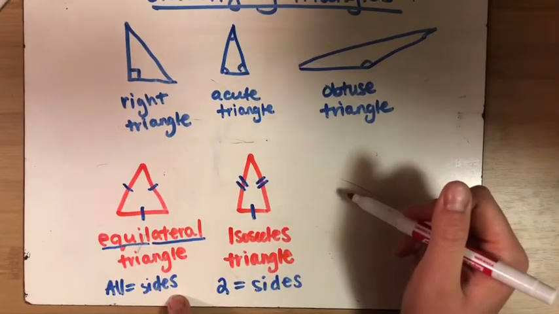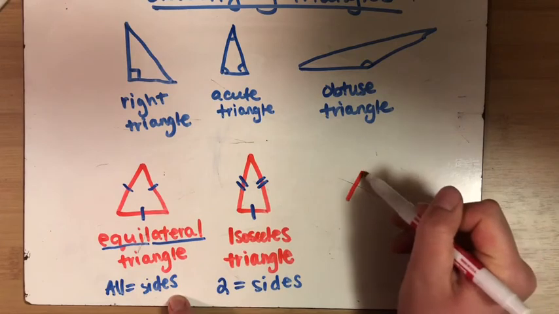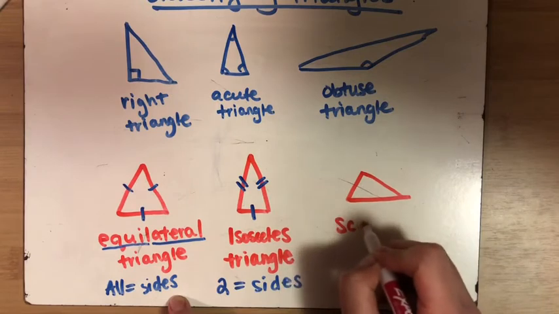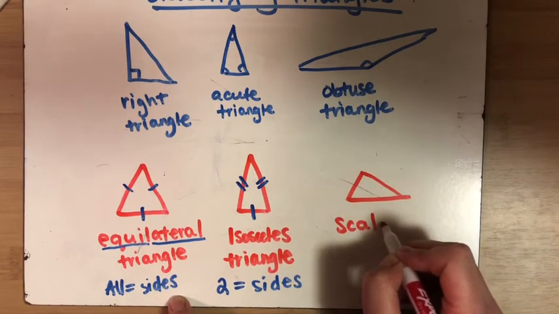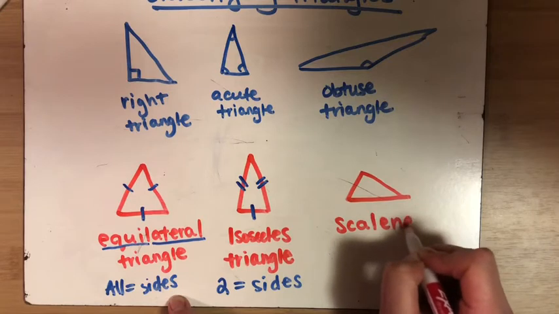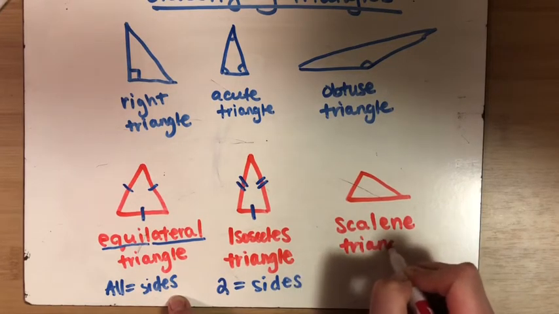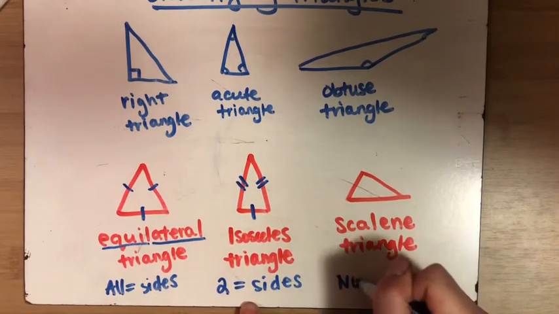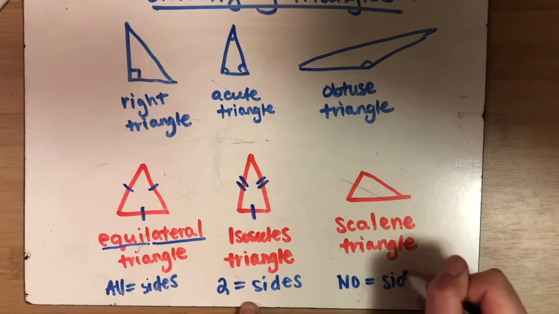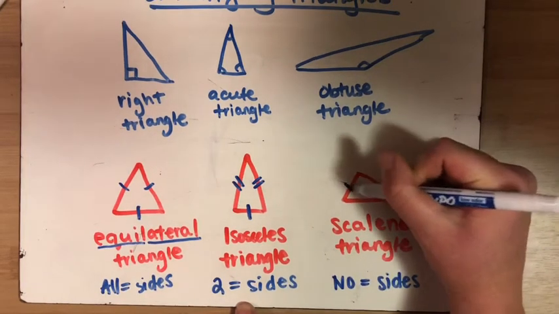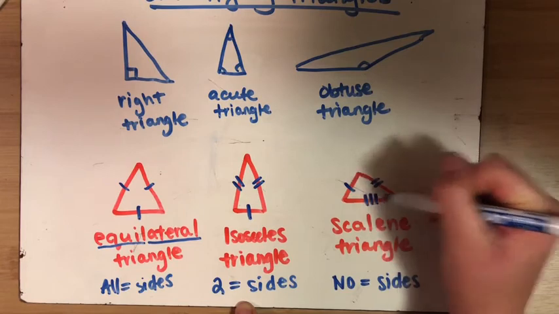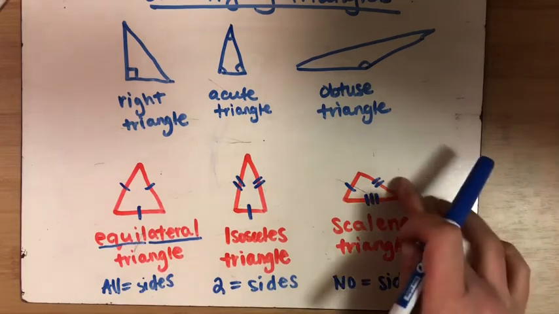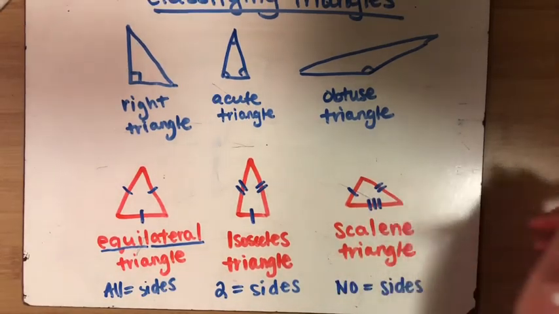The last kind of triangle is called a scalene triangle. See if I can draw one. I'm not very good at drawing them. They're hard to draw. A scalene triangle has no equal sides. So this side is a different length than this side, and that's a different length than all the other sides. Every side is a different length. Obviously, I did not draw it very well. There, that looks a little better.